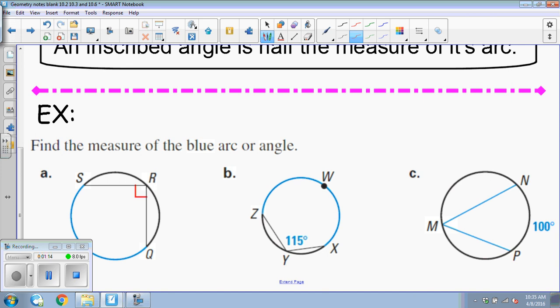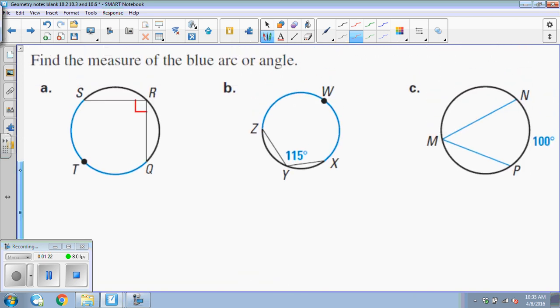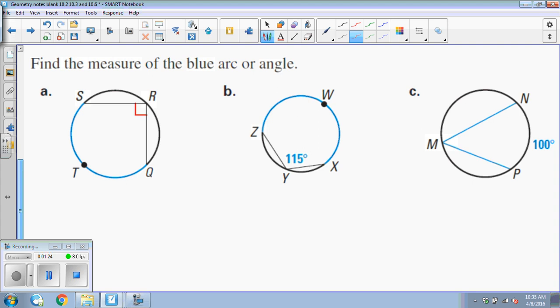You may not need to copy these down. Let's just make sure we understand the concept. So we have to find the measure of either the arc or the angle. For this one, the angle is what? The angle is 90, the arc is 180. Very good. For this one, the angle is 115. What's the arc? 230. And for this one, the arc is 100. What's the angle? Okay, good.